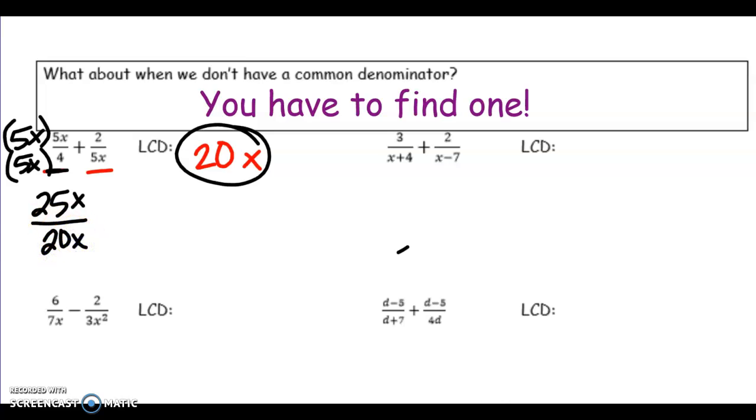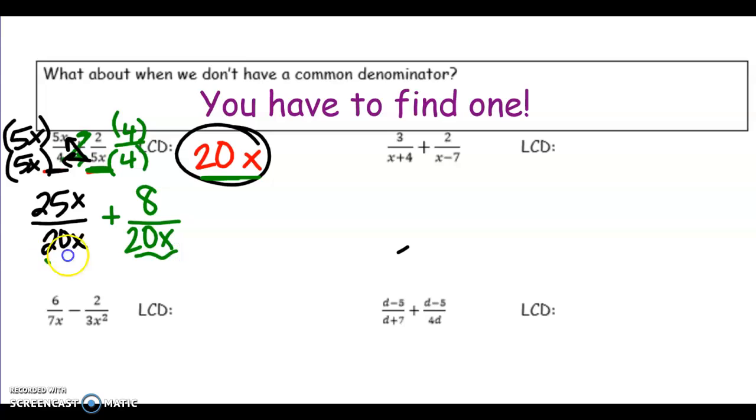Now let's look at the other fraction. How do I get 5x squared, or 5x, into 20x? Well, in this case, I just need to take it times 4. You're going to notice a lot of the time you're just going to multiply these here, and multiply the 5x here. So if I'm taking this top number times 4, 2 times 4 is 8, and 5x times 4 is 20x.